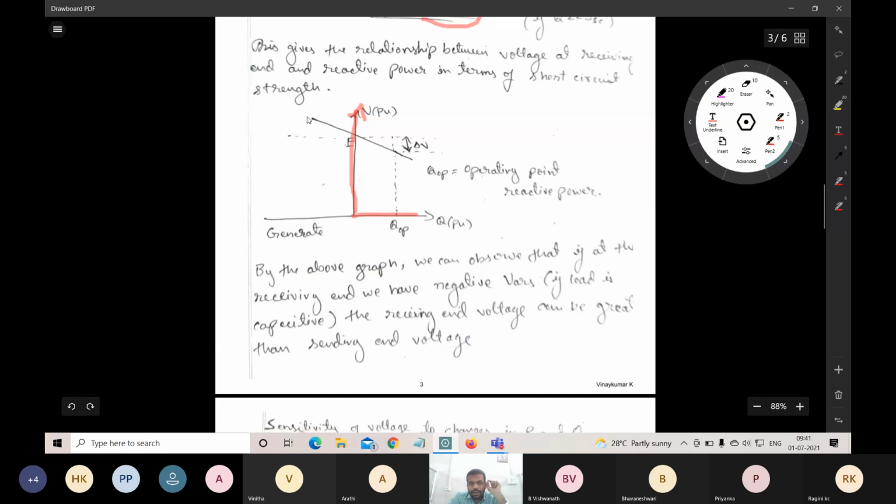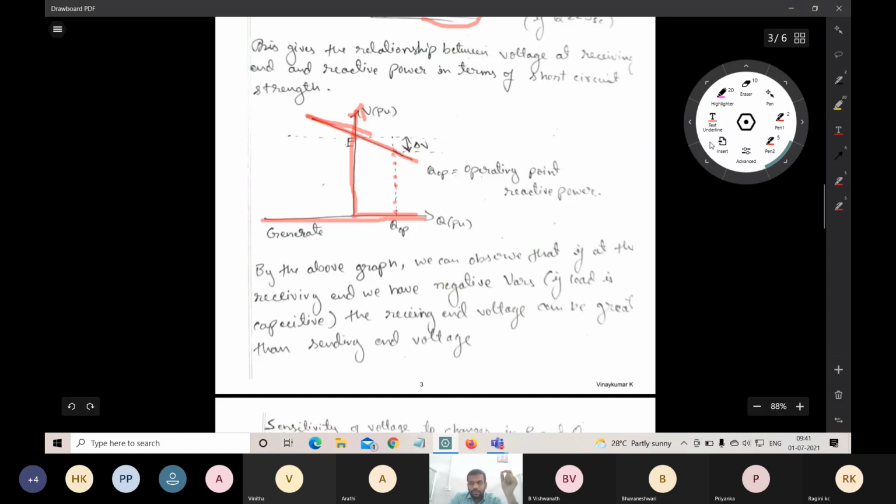So this line gives you the operating point of reactive power. So this is the line that actually makes the difference between the change in voltage. Okay, so this point gives you the supply voltage, and the point that is intersecting this point and this point gives you the operating point of reactive power, and the difference between these two gives the delta V.